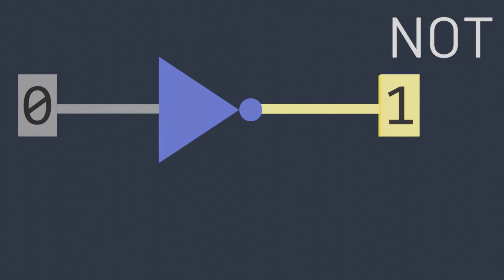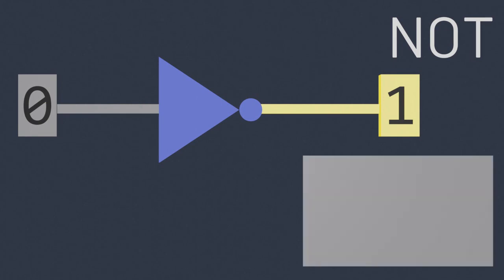To represent the logical rule this gate obeys, we can draw a truth table, which is just a way of writing down the rules for some logical formula. This table says that if the input is 0, then the output is 1. And if the input is 1, the output is 0.